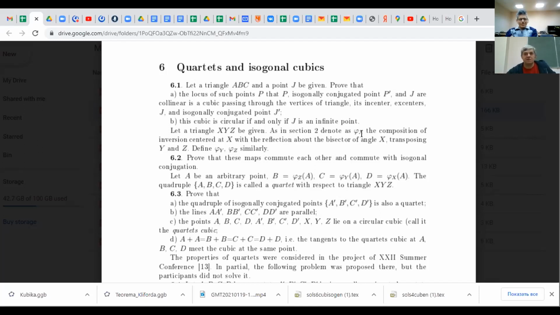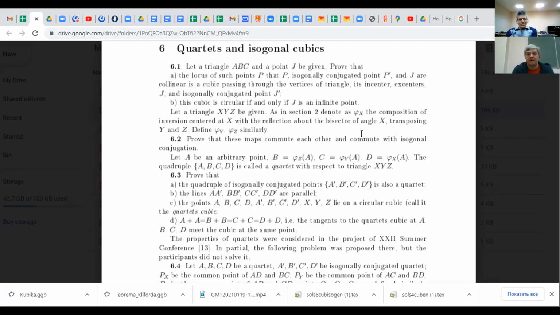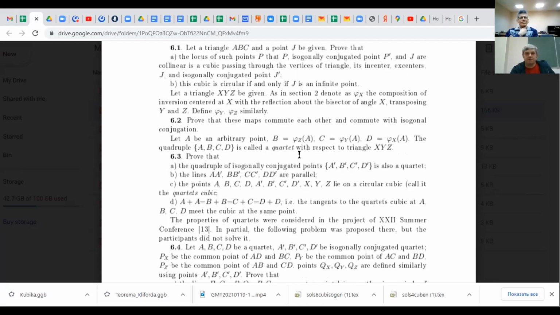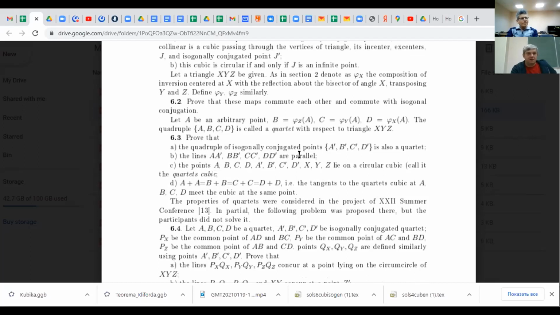Yes, 2010. And on this conference, we also use these kinds of transformation like reflection plus inversion, and they helped us in many difficult situations, like in many non-trivial problems. But in particular, one of the problems from this previous conference was not solved by participants. And the reason for this was maybe not using cubics.